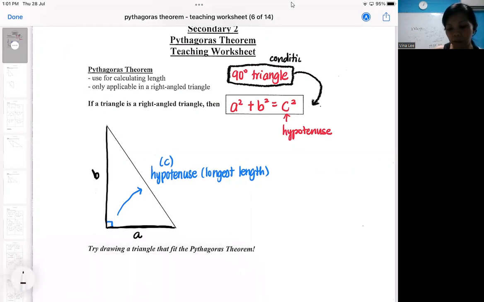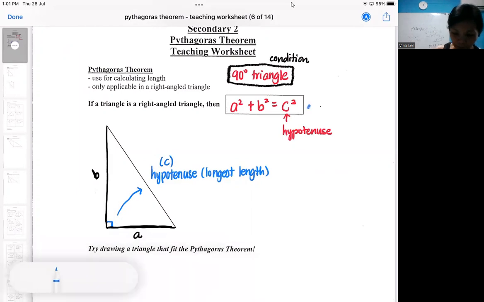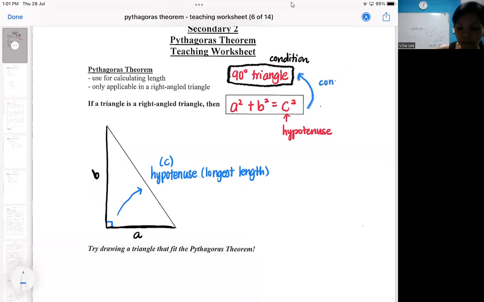Later on, we'll be using this to prove 90 degree. When we are doing this the other way around, we're going to mention it as the converse of Pythagoras theorem. So when we use the opposite to prove right angle triangle, we are using what we call the converse. In a way, it means the opposite.